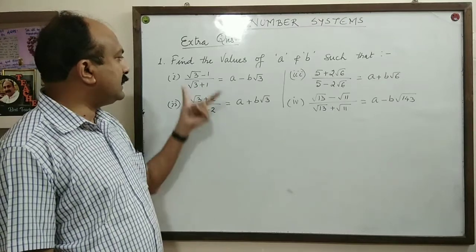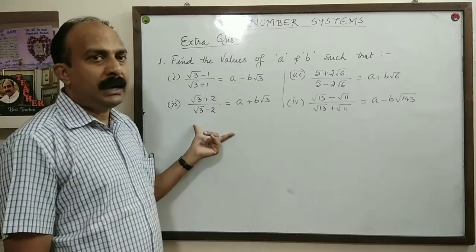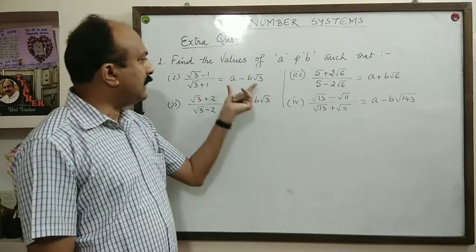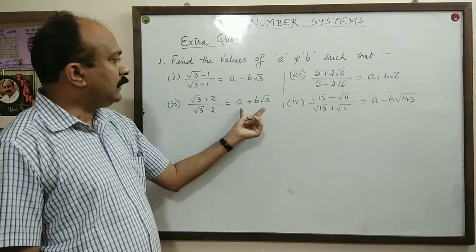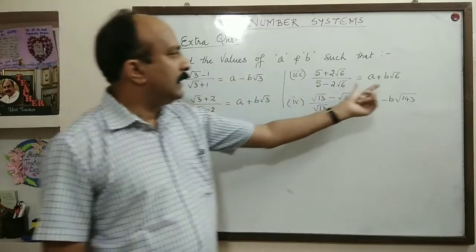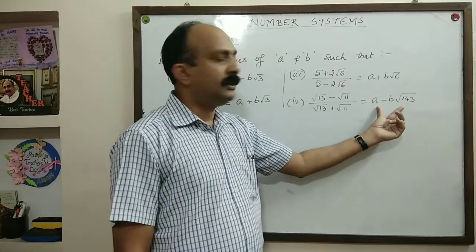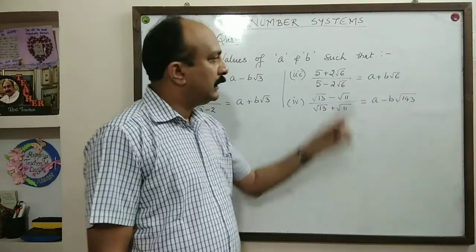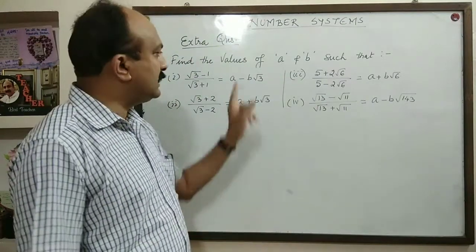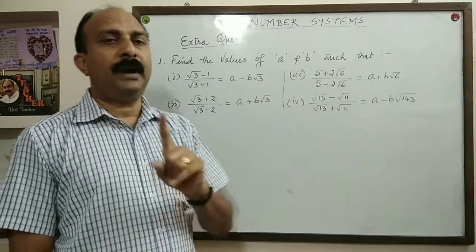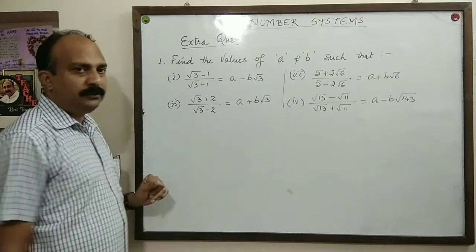Everywhere you can see something upon something in irrational form, and in the RHS you can see small letters a and b: a minus b root 3. Here you can see a plus b root 3. Here you can see a plus b root 6. Here you can see a minus b root 143. In all the RHS there are 2 unknowns, small letter a and small letter b. Find the values of these a and b. That is the question. So it is very easy.